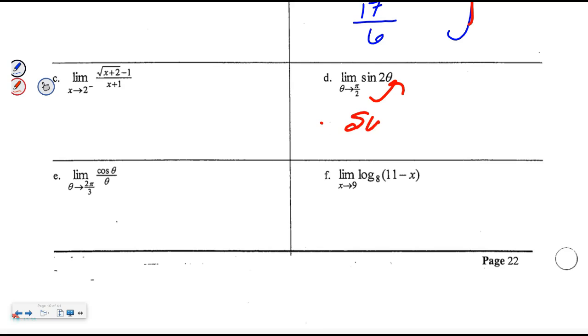This is sine of pi. You better know what that is. You don't want to choke on the trig ones because you don't know your unit circle. They'll be nice. What's sine of pi, Dr. Bray?